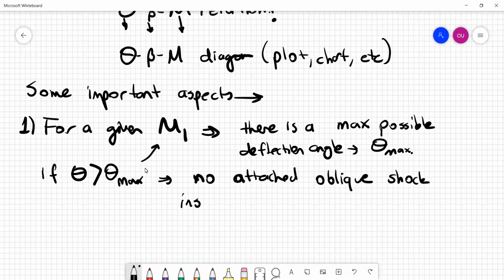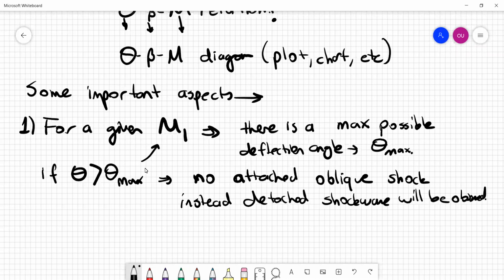Instead, we will have what we call a detached shock wave. Instead, a detached shock wave will be observed. If it's a detached shock wave, it's not an oblique shock wave, so all the relations are basically not satisfied. We cannot use the theta beta M diagram, and we will see that condition visually when I show you the theta beta M diagram.